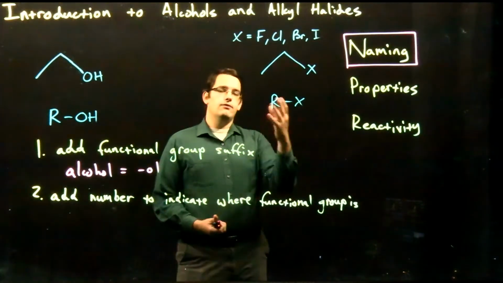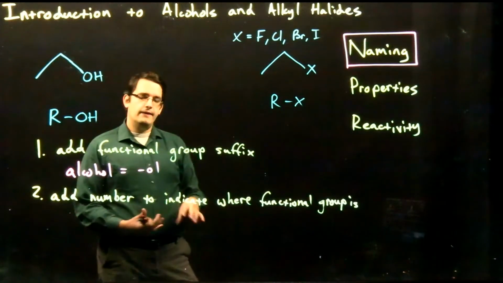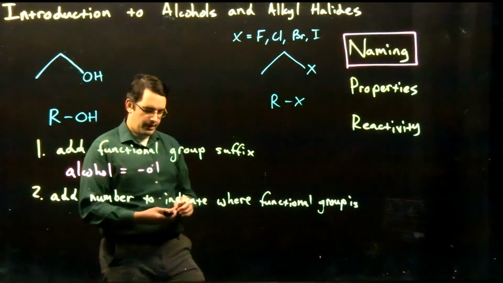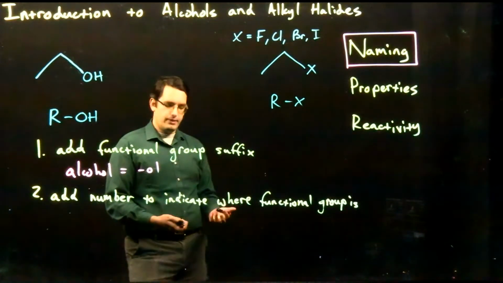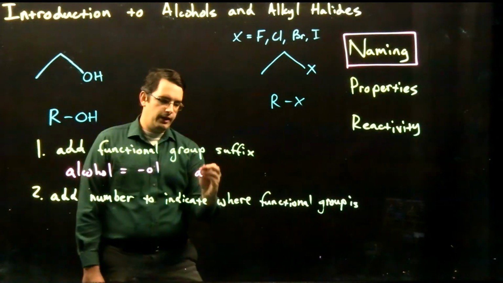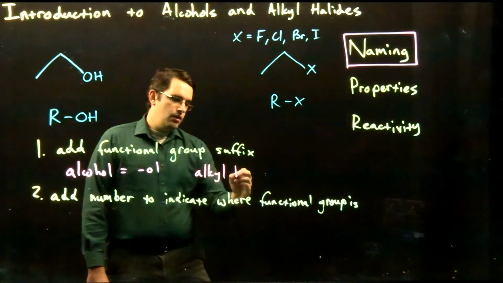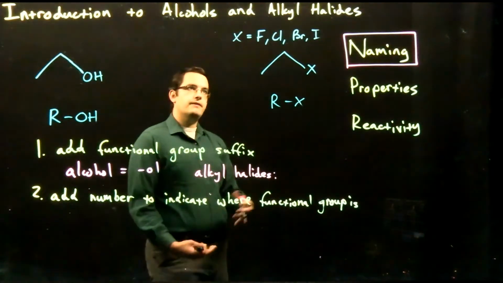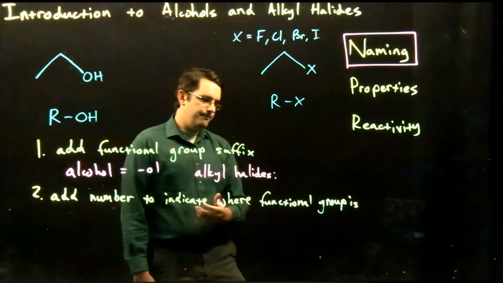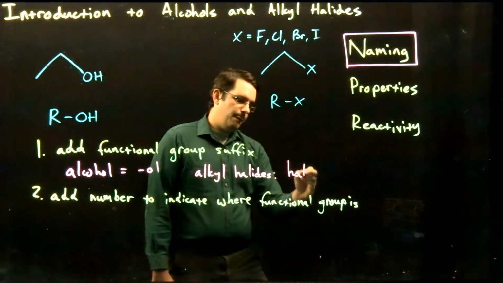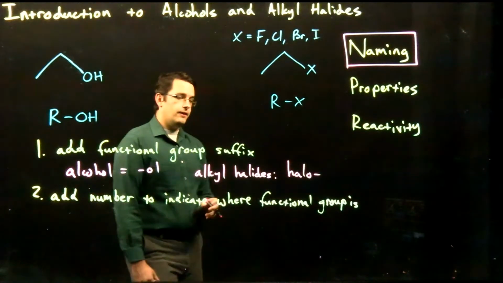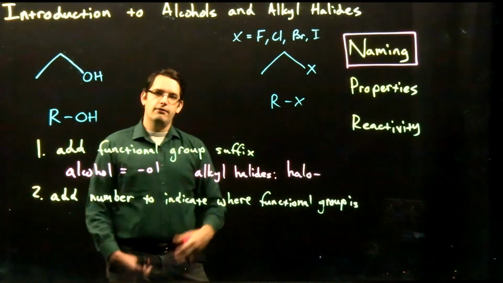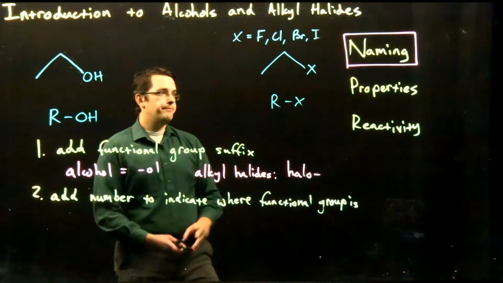Now let's look at the case of our alkyl halides. Our alkyl halides are going to look a little bit different because instead of using a suffix like we did with our alcohol, we're actually going to use another prefix. So for our alkyl halides, we're going to have our prefix, and it's going to be based off of the name of our halogen. So our general prefix is going to look something like this. We'll have our halogen name ending with O in front of the name of our molecule.